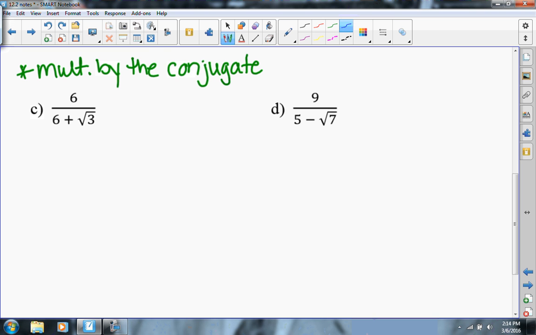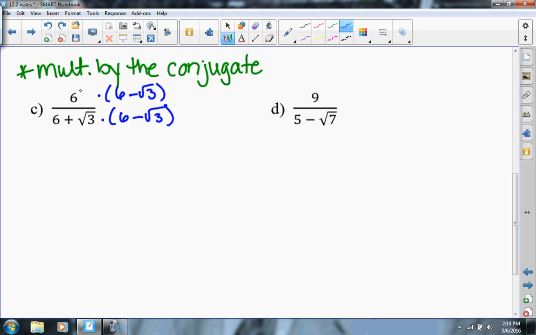So here for part C, I have 6 in the numerator, which is fine, but in my denominator I have 6 plus the square root of 3, and that radical in the denominator is a problem. And the only way I can get rid of it when it's being added to a whole number is if I multiply by the conjugate. And again, what I do to the denominator, I have to do to the numerator. Square root 3, there we go. So 6 minus square root 3. That's what I'm going to multiply the numerator and the denominator by.